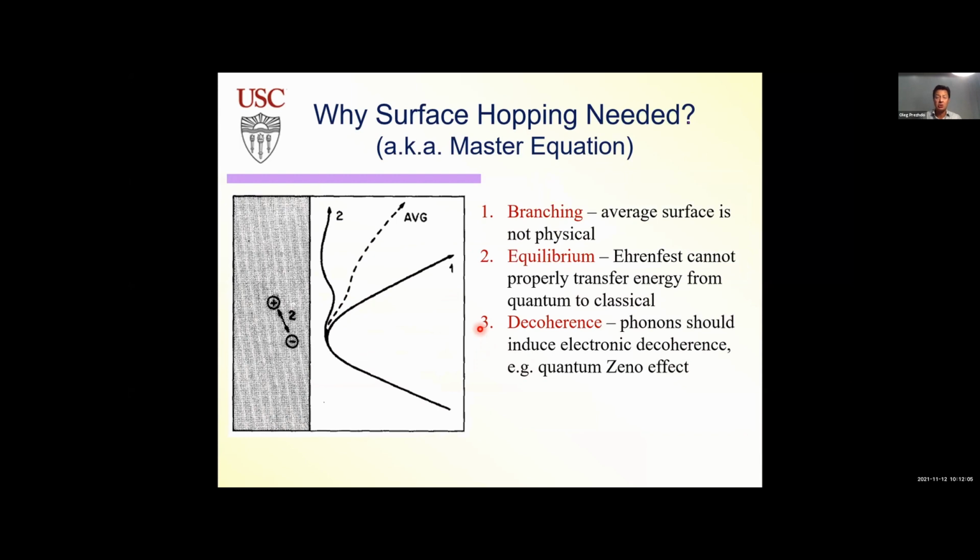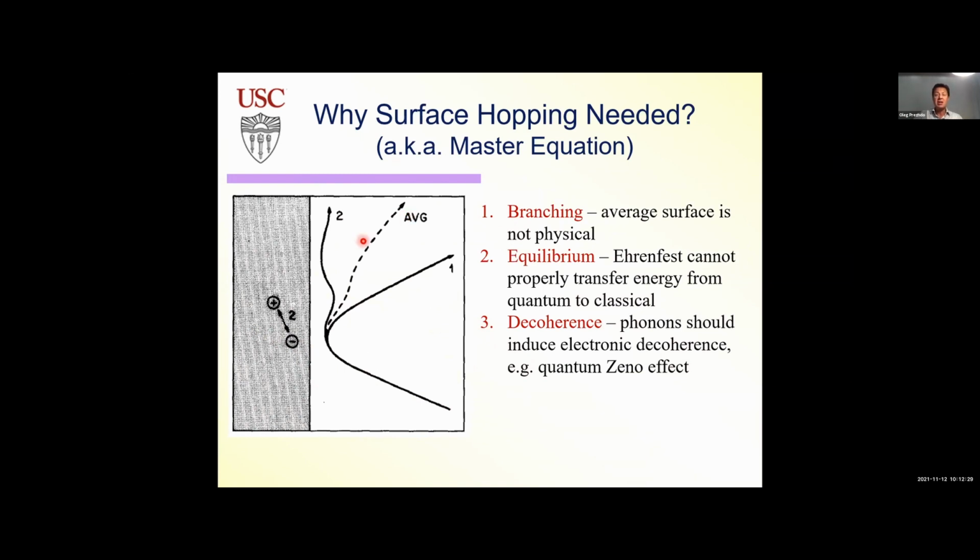When surface hopping was introduced, it was introduced to achieve branching. So it was done back in 1971 by Tully. And he argued that if you have an atom that scatters from a surface, it can scatter elastically or inelastically, but the average Ehrenfest mean-field way of propagating the atom is going to give unphysical results. And that's how he introduced surface hopping. But for us, that's not the issue, actually.